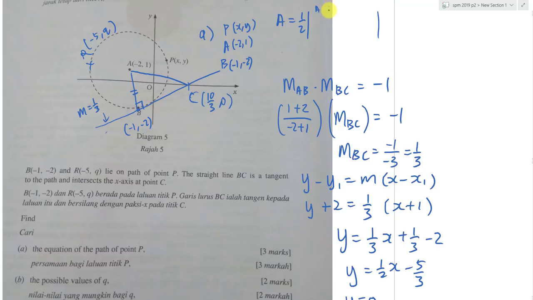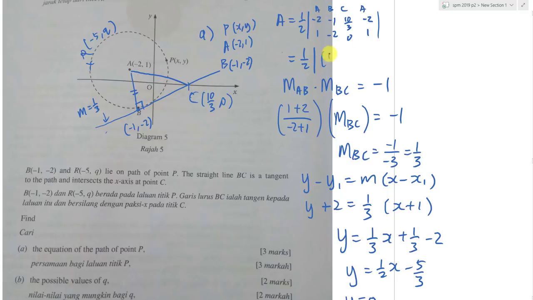I am going to write my coordinates A, B, C here, and then I'll repeat the first coordinate A here. So my coordinate A is negative 2 and positive 1. B is negative 1, negative 2. C is 10 over 3, 0. Repeat the first one. Alright, then I will just solve this one real quick.